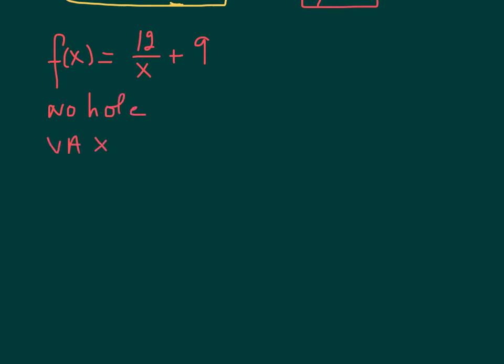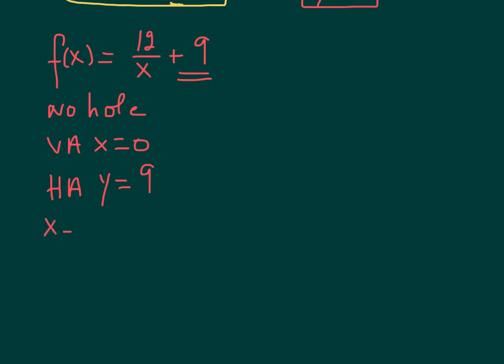Continuing with number 14. Number 14, you have this function, f of x is equal to 12 over x plus 9. Okay, let's go ahead and graph it. This is going to be no hole in that graph. The VA is x equal to 0. Your HA is going to be y equal to positive 9.